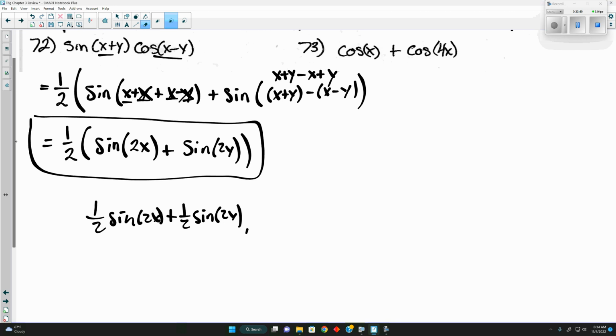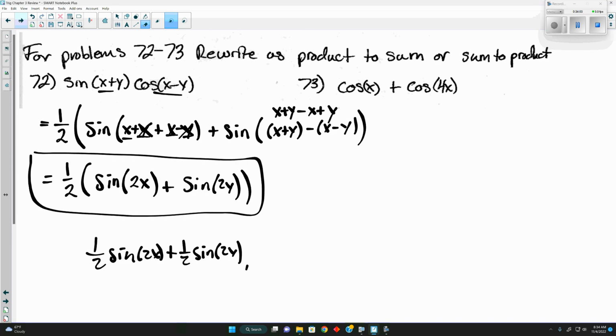Questions on this here? We feel okay with this? Just using the formula, plugging in our information. We good with 72 and 73? We ready to look at the last two?